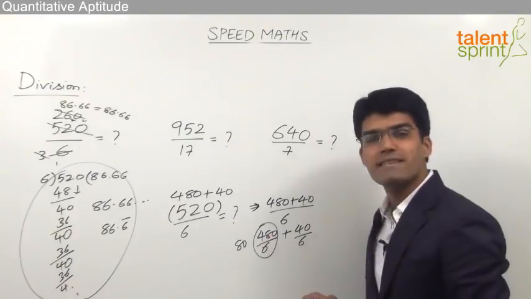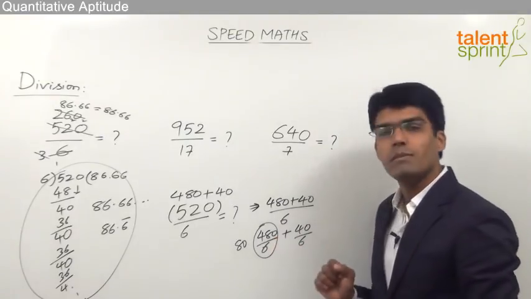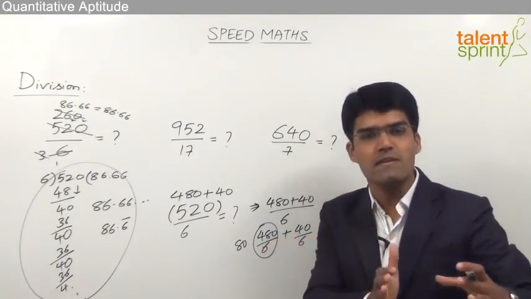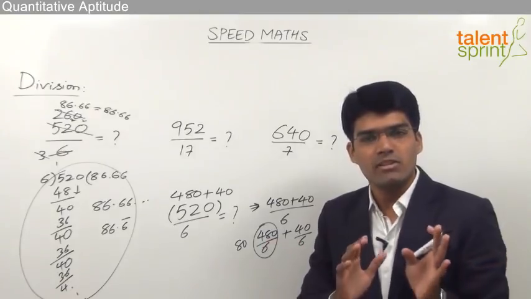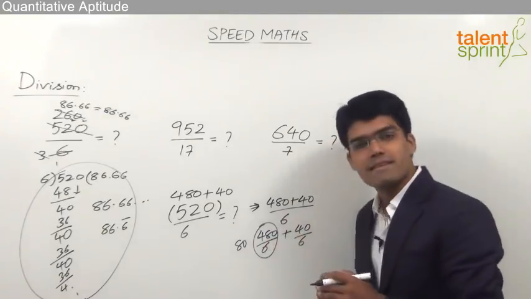Because 48 by 6 is 8. So 480 by 6 will be 80. So very clearly from the first division we get 80 as the answer. Now the left out part is 40 by 6.